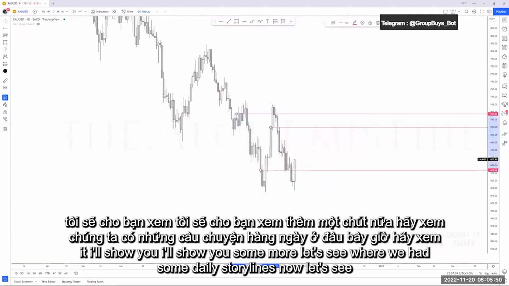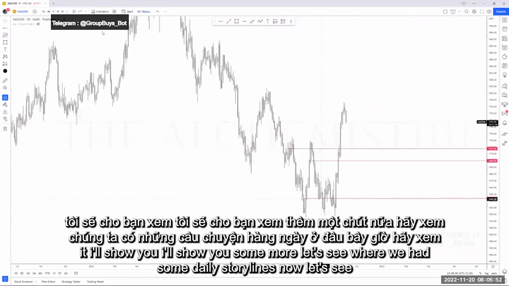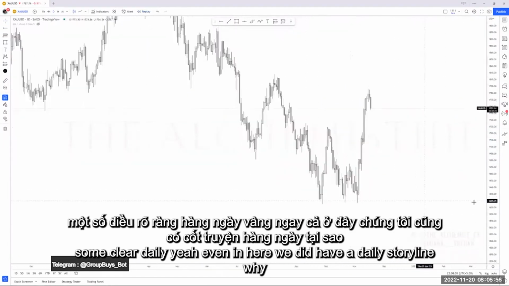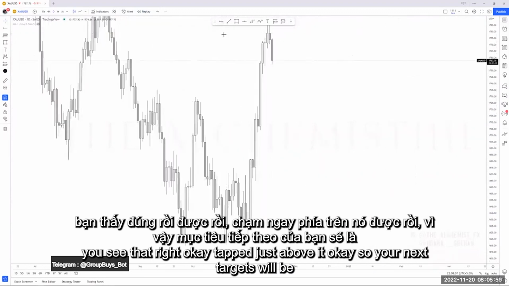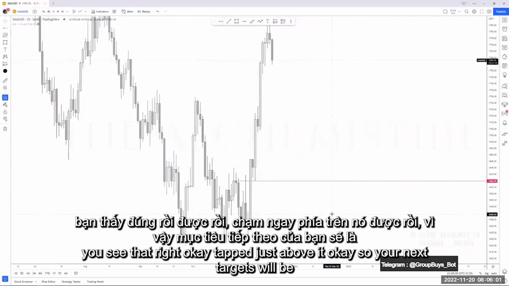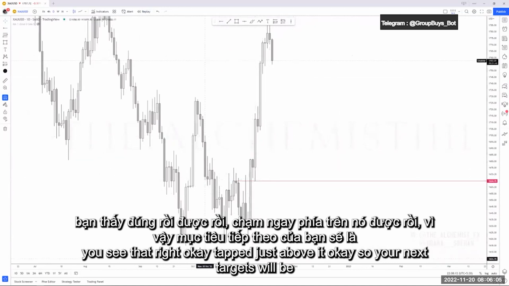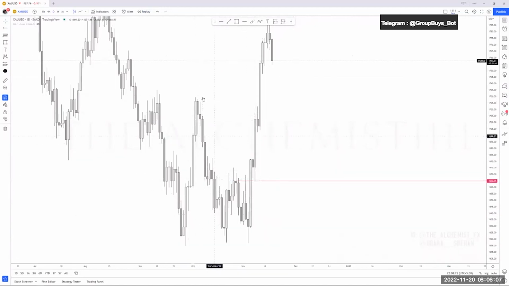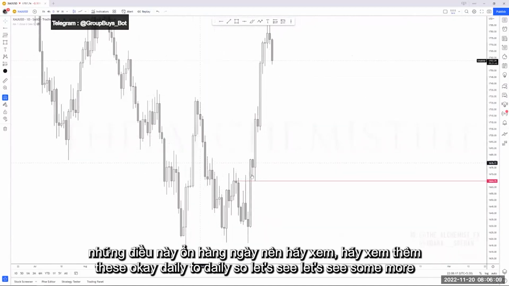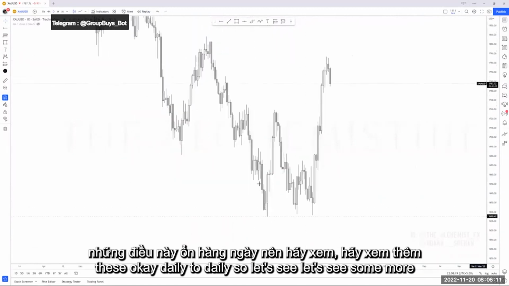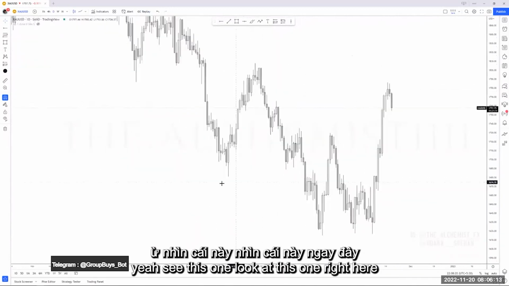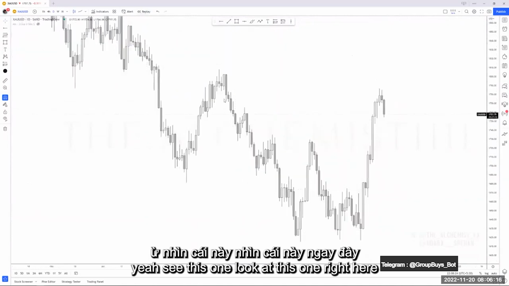I'll show you some more. Let's see where we had some daily storylines now. Let's see. Some clear daily. Yeah, even in here, we did have a daily storyline. Why? You see that, right? Tapped, closed above it. Okay, so your next targets will be these daily areas. Okay, daily to daily. So let's see some more. Yeah, see this one. Look at this one right here.